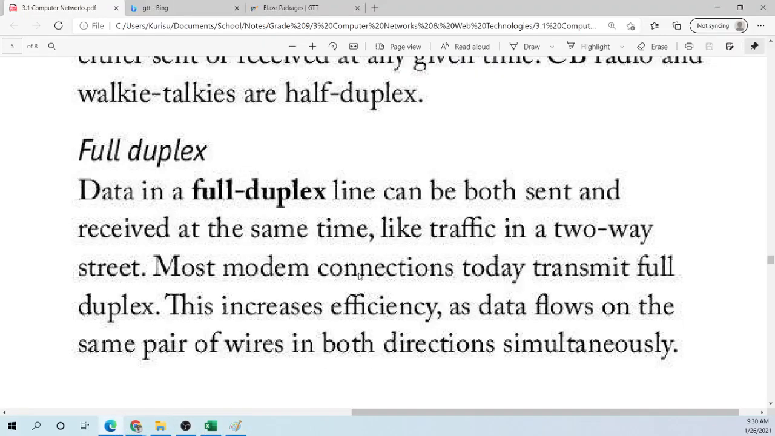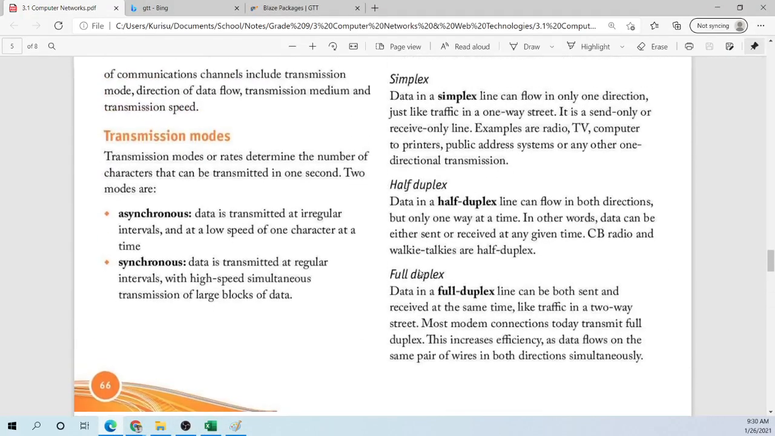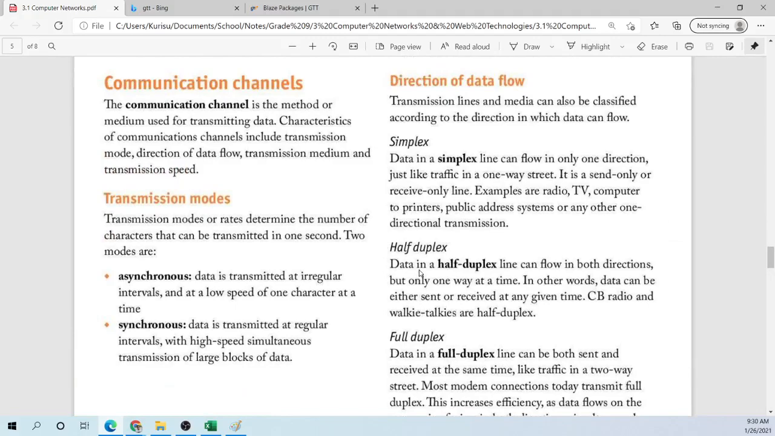So with that in mind now, which one of these data flows do you think we are using today the most? Full duplex, sir. Anyone else? Simplex, sir.